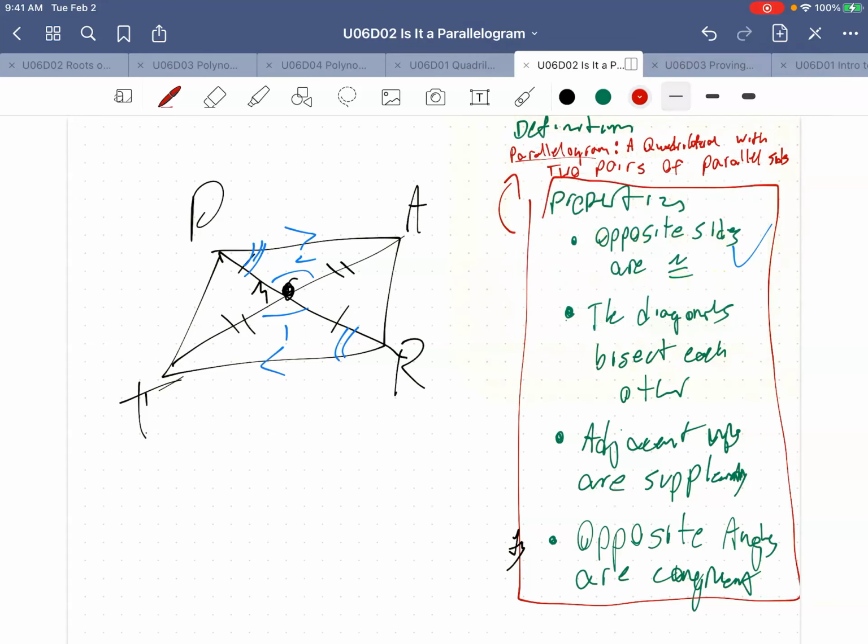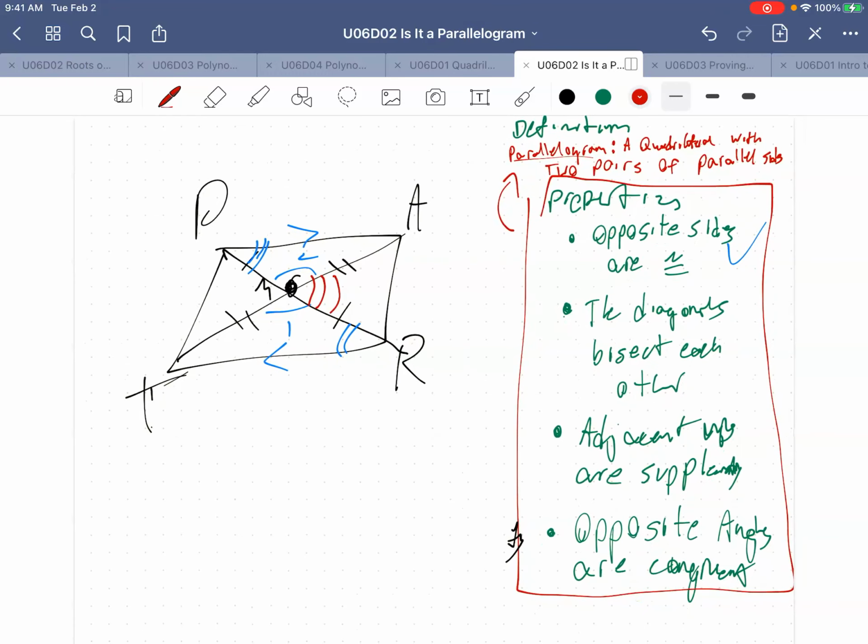We can then do the same thing in the other triangles by saying these angles are congruent by vertical angles. We get that triangle 3 and triangle 4 are going to be congruent by SAS. And then we can say that this part of angle T is going to be congruent to this part of angle A, making these sides parallel by the converse alternate interior angle theorem. So this also is enough information to prove that a quadrilateral is a parallelogram.